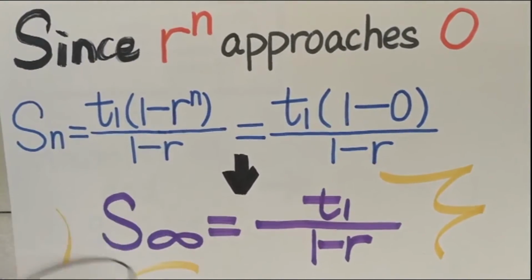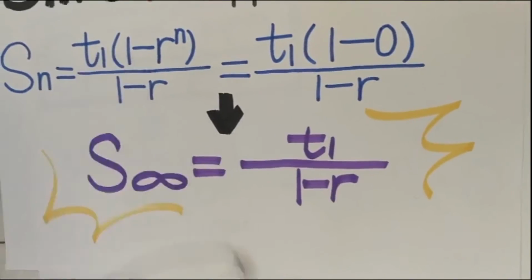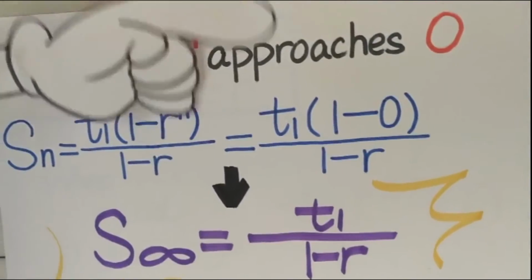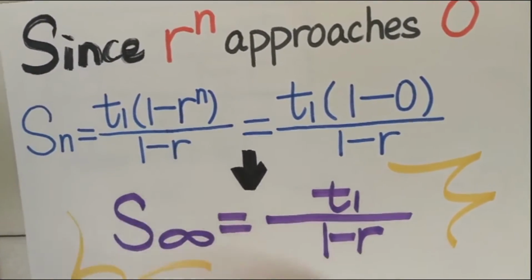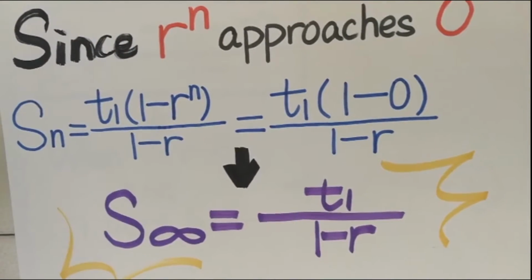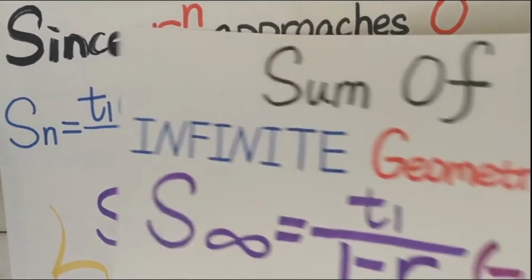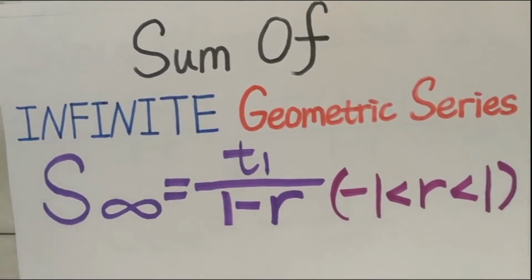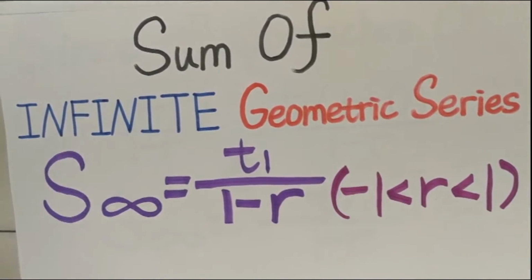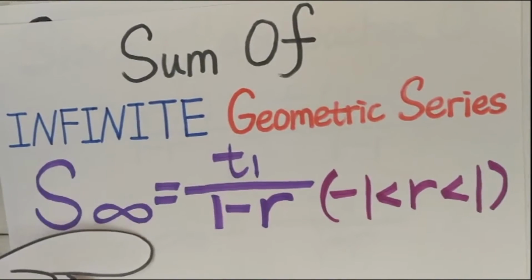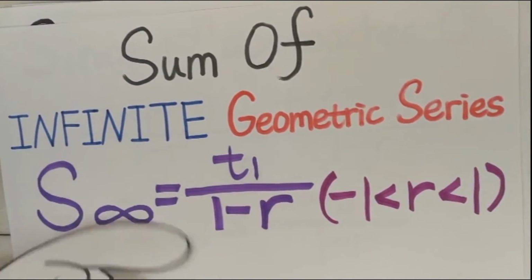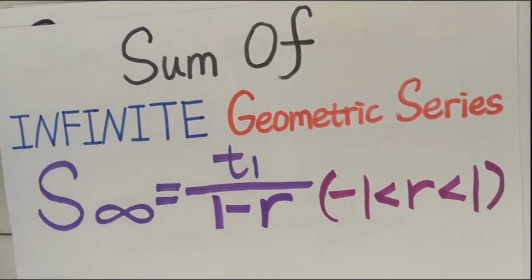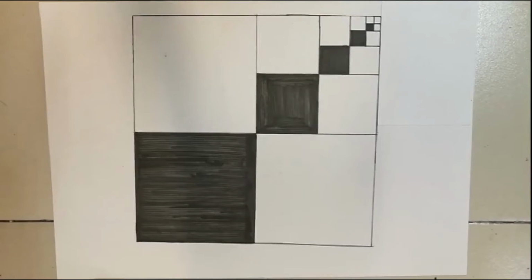And eventually, we got the answer. The formula looks like this. Here we show it again. This new formula, S equals t1 over 1 minus r when r is between -1 and 1, can be used to determine the sum of an infinite geometric series. However, remember that it can only be applied to convergent geometric series.